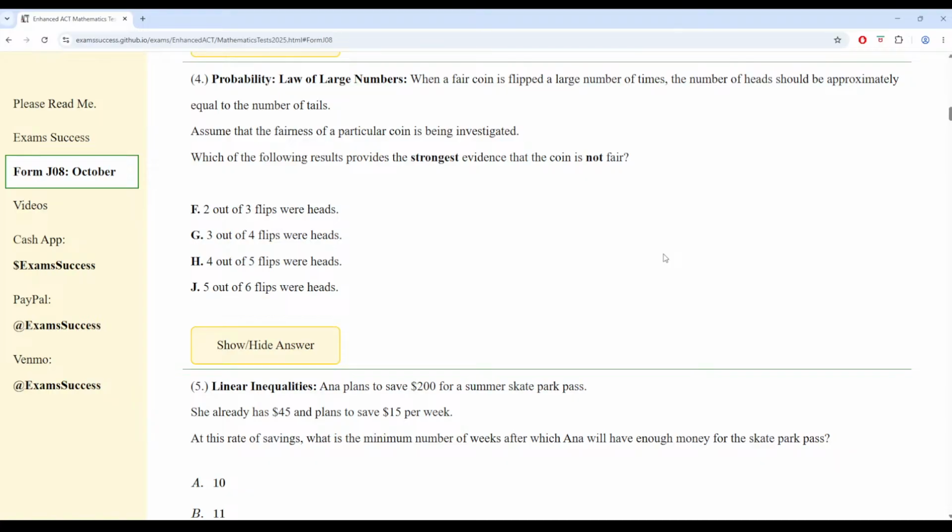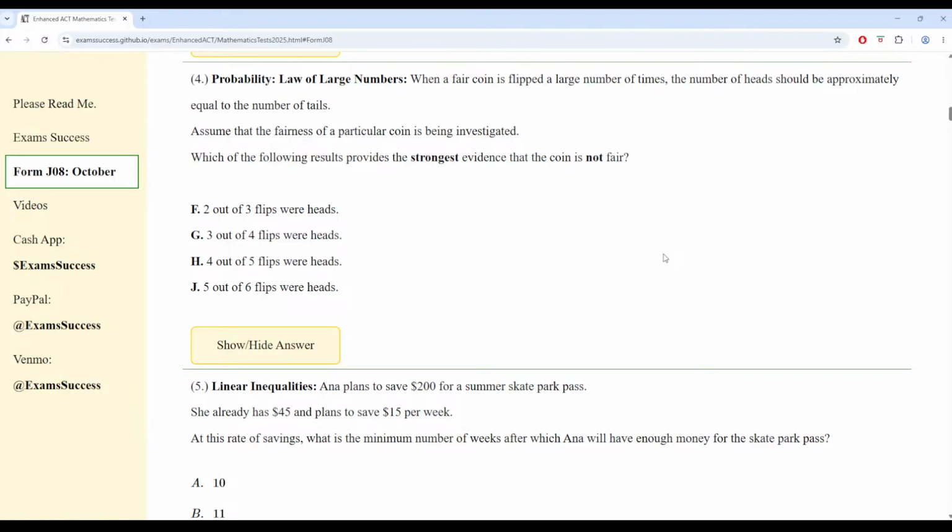Now it says there, assume that the fairness of a particular coin is being investigated. Some people use a loaded coin instead of a fair coin. With a fair coin, you should expect this. But if the coin is loaded, then it's not fair. The individual probabilities are not the same if the coin is loaded. The probability that you will get a head when you flip a coin is 1 over 2. The probability that you get a tail is 1 over 2, if the coin is fair. But if the coin is loaded, then the individual probabilities are not equal.